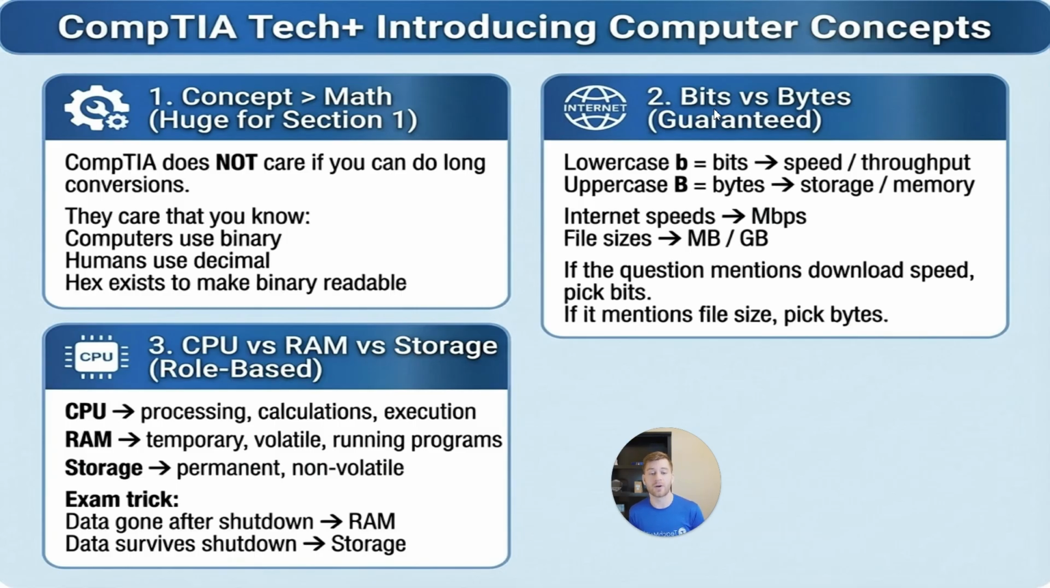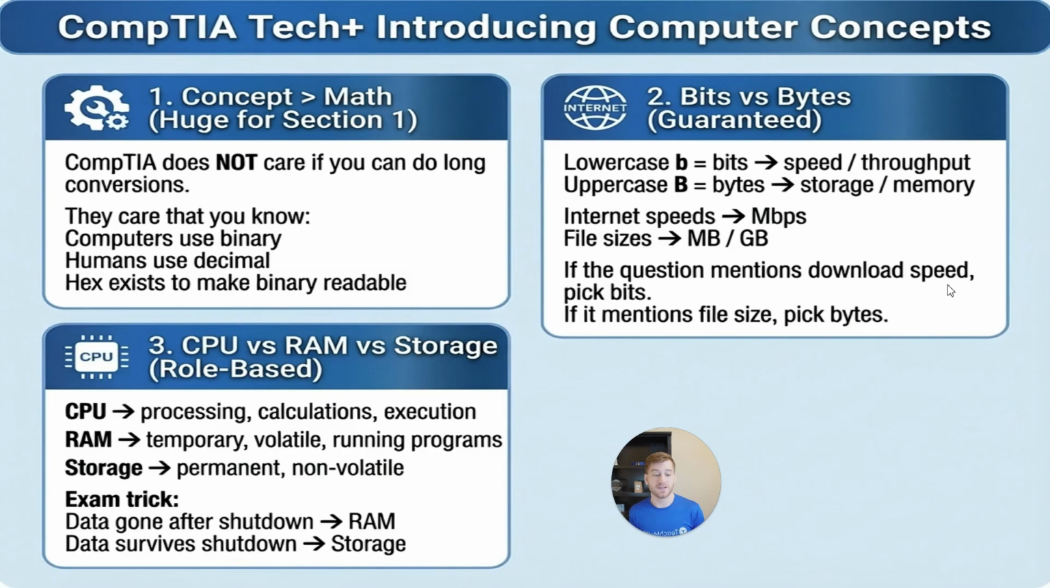From there, we went over bits and bytes that you will need to know for the exam. So lowercase b, remember that means bits, and uppercase b, that means bytes. Remember, 8 bits is 1 byte. Lowercase b or bits is mainly used for speed or throughput, especially when we're talking about internet speed or network speed. Uppercase b or bytes is mainly used for storage or long-term memory or long-term storage.